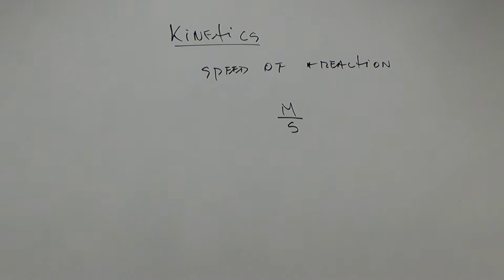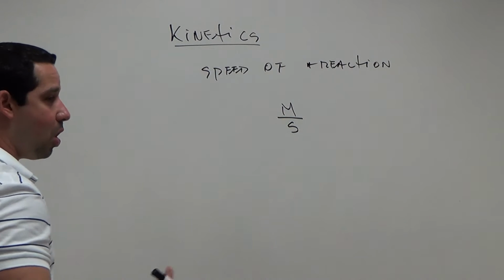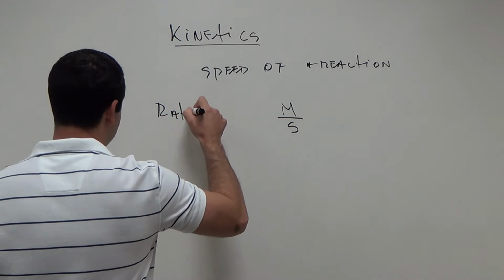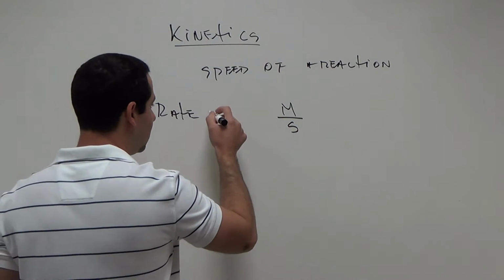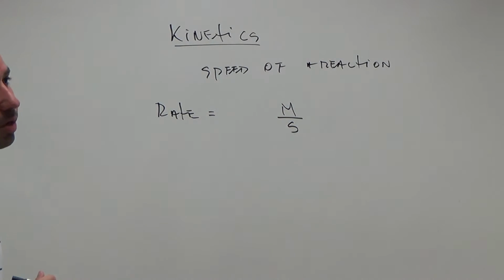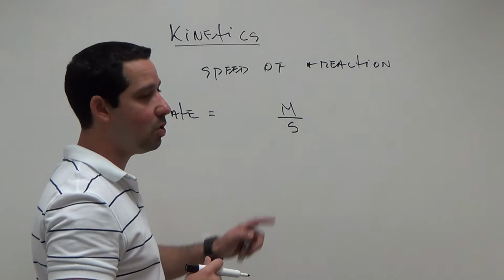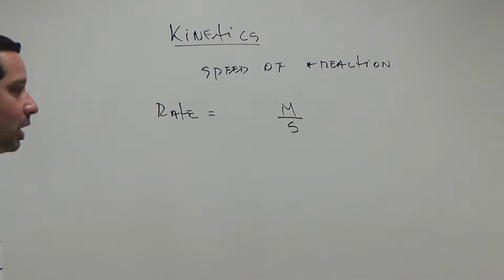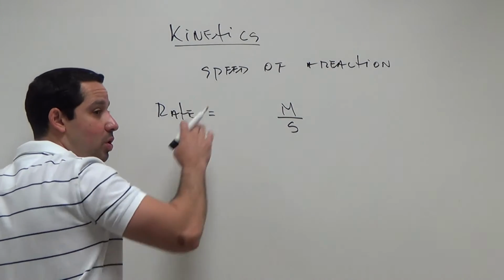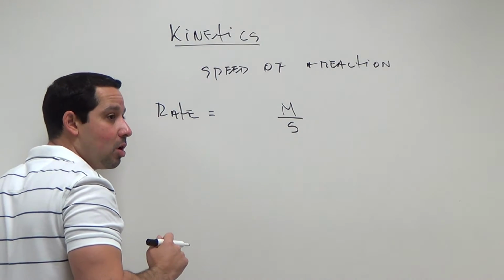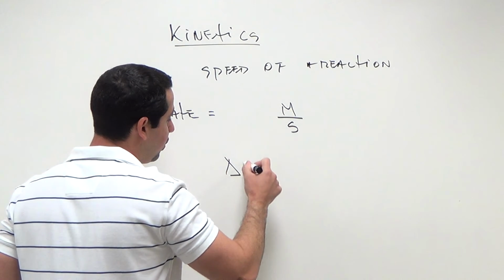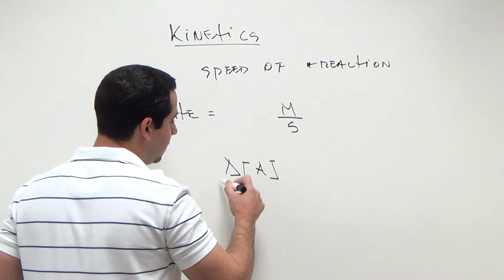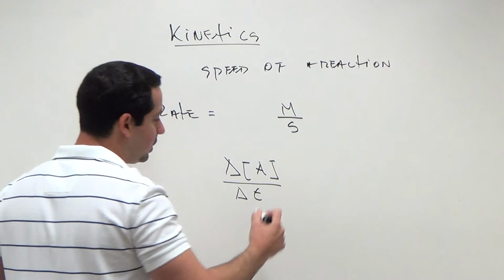That hints at what the equation is for this. We are going to call this rate. Just like the rate in your car, the rate of a reaction is given in molarity per second. Is this clear? That tells you more or less what you have to plug in: the concentration of a reactant divided by the change in time.